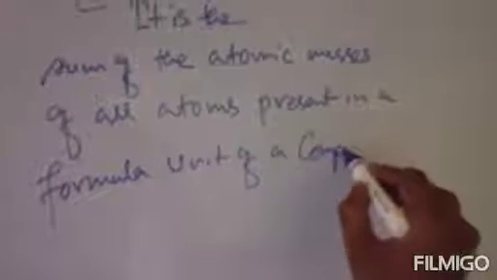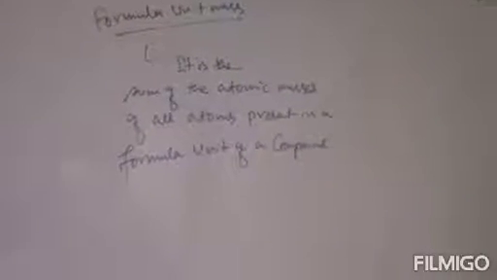Unit of a compound. Now formula unit mass is the sum of the atomic masses of all atoms present in a formula unit of a compound. Clear? This formula unit mass is calculated in the same manner as we have calculated the molecular mass. It is more or less the same as the molecular mass.